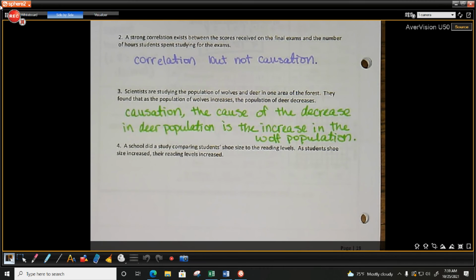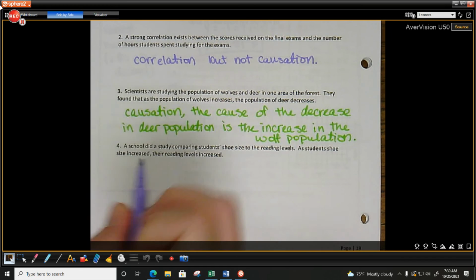So is there a relationship between these two? As you get older, your feet get bigger. As you get older, your reading level goes up. Yeah. But is one causing the other? Oh, my feet grew, now I can read better. No. So what do we think this is? Correlation. So this is correlation without causation.